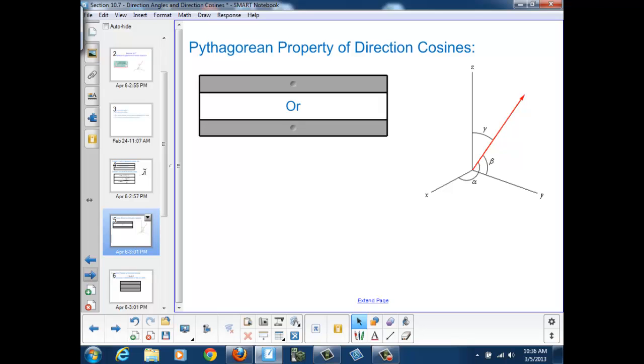Now it turns out that there is a property that relates these direction cosines. We call it the Pythagorean property, because the sum of the squares of the direction cosines is equal to 1. So cosine squared of alpha plus cosine squared of beta plus cosine squared of gamma equals 1. Or if we use our C notation, C1 squared plus C2 squared plus C3 squared is equal to 1. So what does that mean?